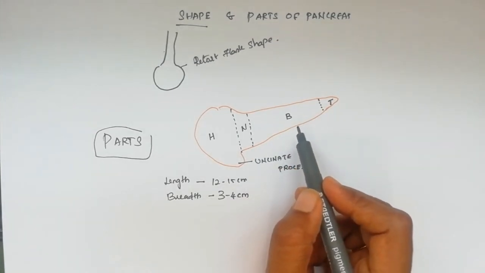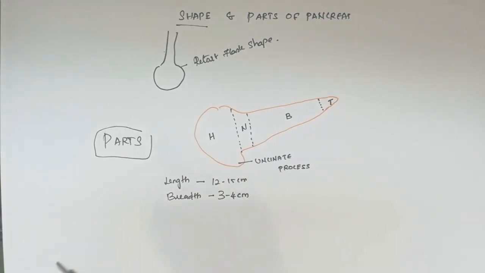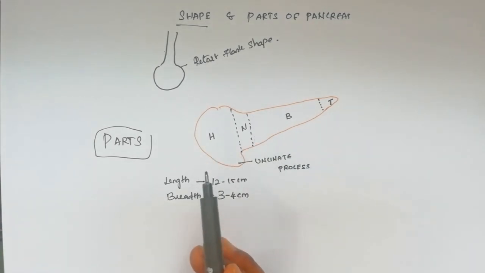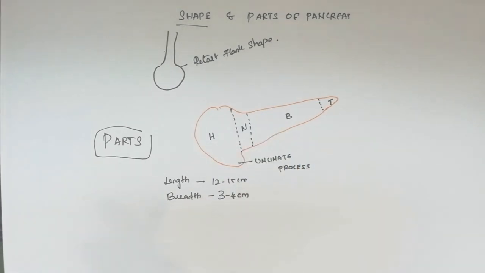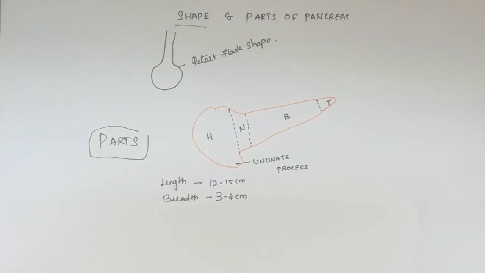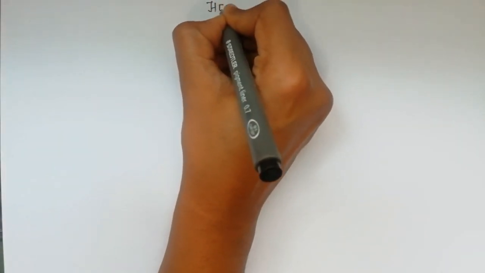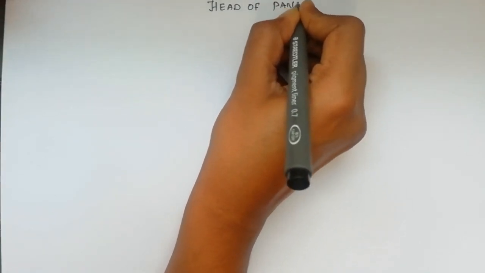Now to see the detail of all these things, we are going to see the relation for all the parts separately in detail. So we will move on to head of the pancreas first. Relation of pancreas we are going to deal first, then we will move on to the other details such as arterial and nerve supply. First we will move on to head of pancreas.